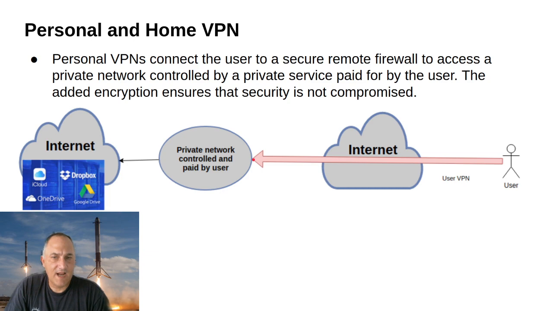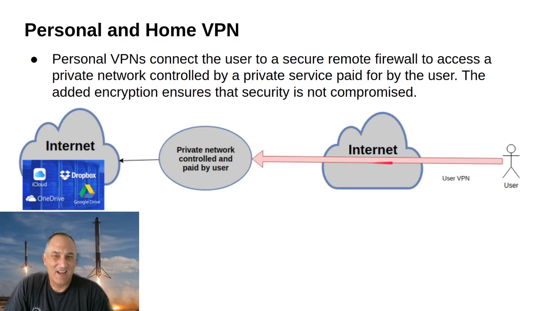That tunnel, or that encryption, finally ends in your private controlled network, which you're paying for. It's a service that you pay for, right? So once you get out of here, now this could be anywhere in the world. Once you get out of here, then you start going into the internet again.